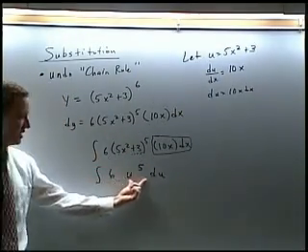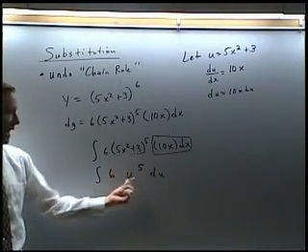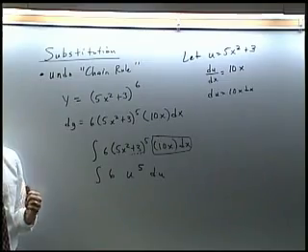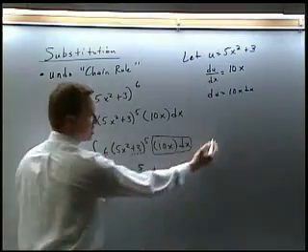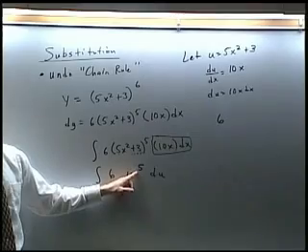Now, if you saw this as a problem, this looks a lot like what we did last time. How do we take the antiderivative of 6u to the 5th? Well, the 6 just stays there, and then what's the antiderivative of u to the 5th?